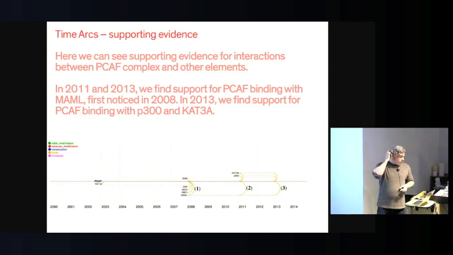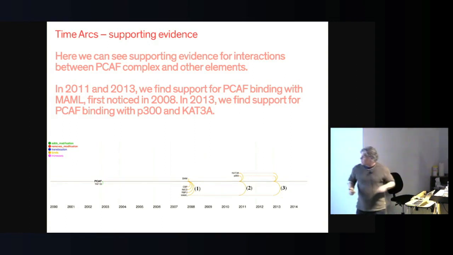And one of the things that this project lets us do is to identify supporting evidence. So in this case here, we can see that PCAF first appeared in the literature. Someone studied it in an experiment in 2002, and at least in the database we had at the time, which I think was about 250,000 papers, no one else wrote about that protein until 2008, at which time another paper came out and noticed that PCAF had this binding relationship with 5 other proteins.